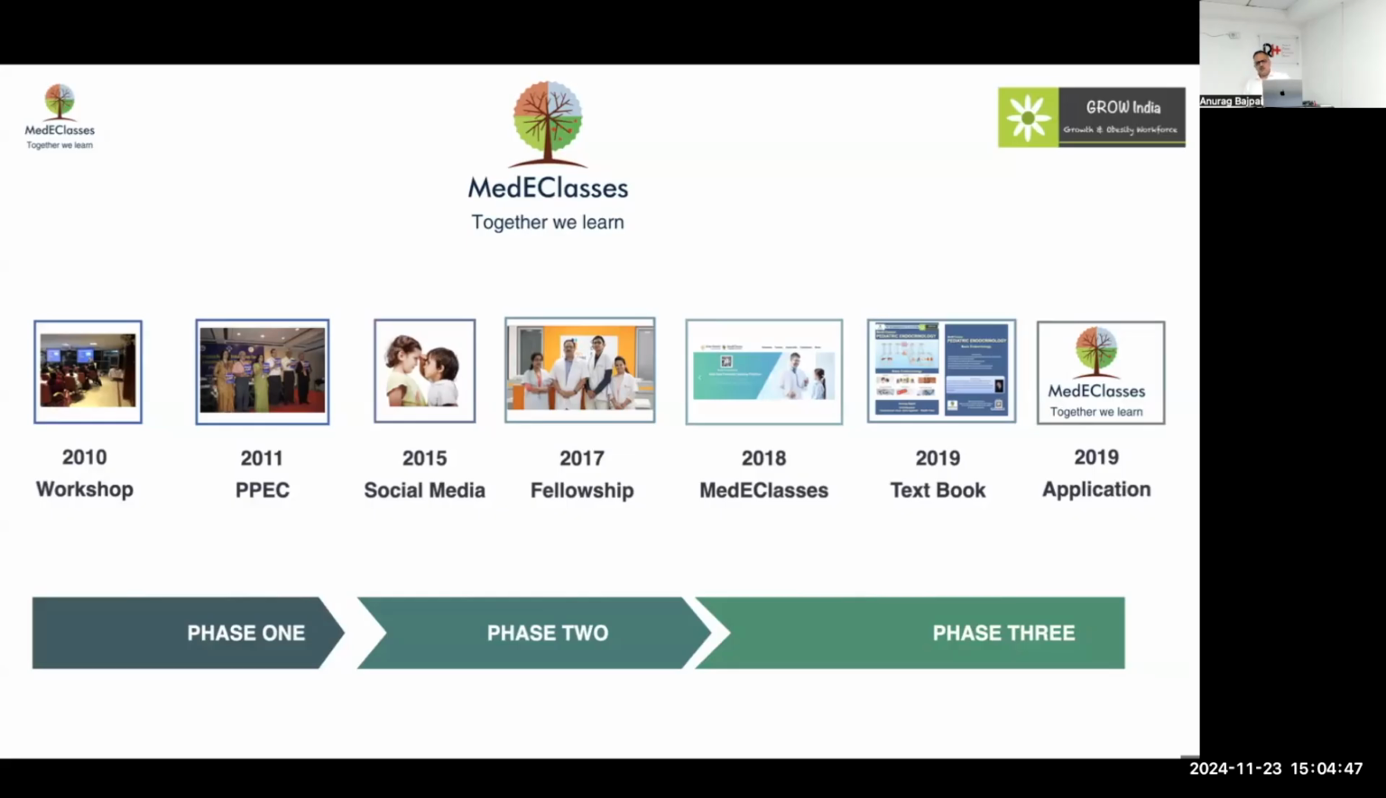So this is also there. We started an on-site fellowship. So till now, we have 14 fellows who have joined. So this is something. But then again, the reach is limited. To take it forward, we started with our MedEClasses, which was our online portal, which takes it beyond the routine classroom so that people can use that knowledge and understand in a systematic fashion, brought up the textbooks.